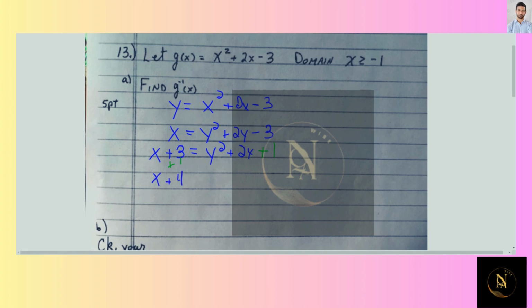And now you have x plus 4 equals y squared plus 2y plus 1. The reason for completing the square is you can now write the y's as a perfect square binomial. That would be (y plus 1) squared, which now allows you to square root both sides of the equation. And so you get the square root of (x plus 4) equals y plus 1. And then you subtract 1 from both sides, and you are solved for y. So the inverse function, g inverse, would be the square root of (x plus 4) minus 1.